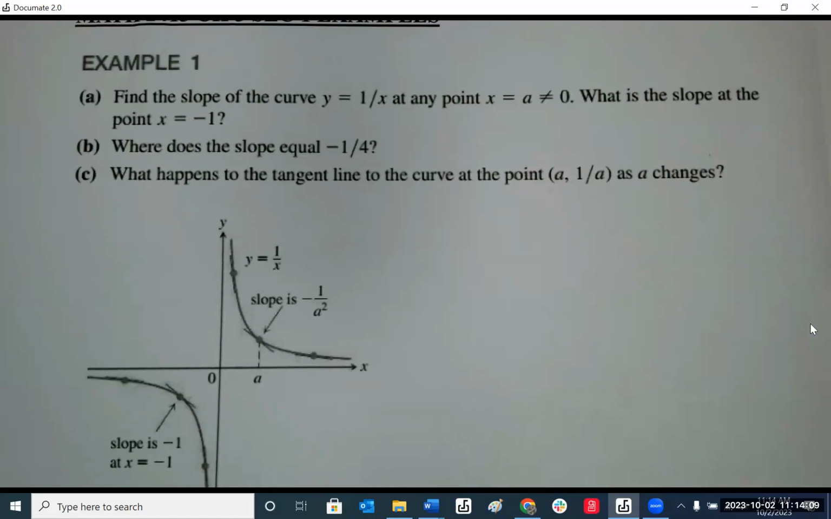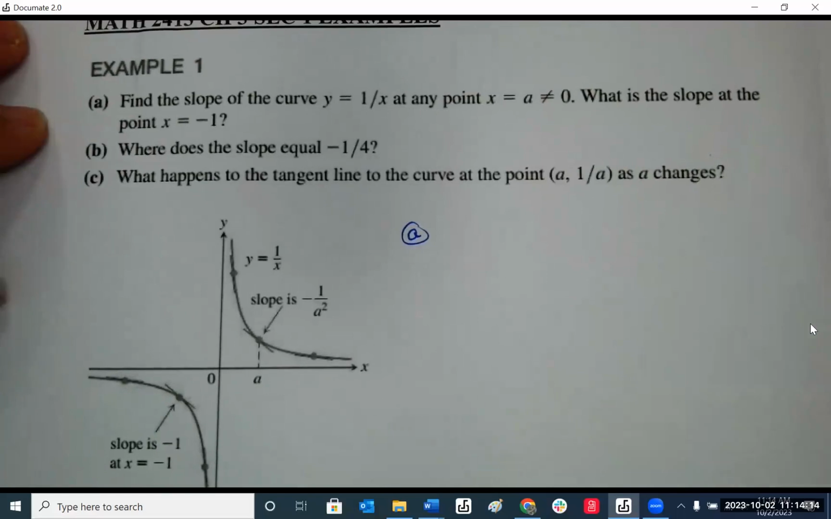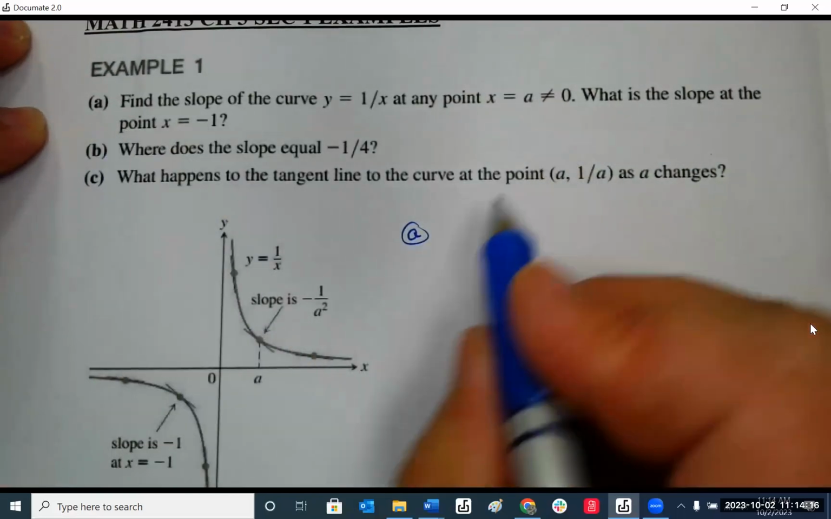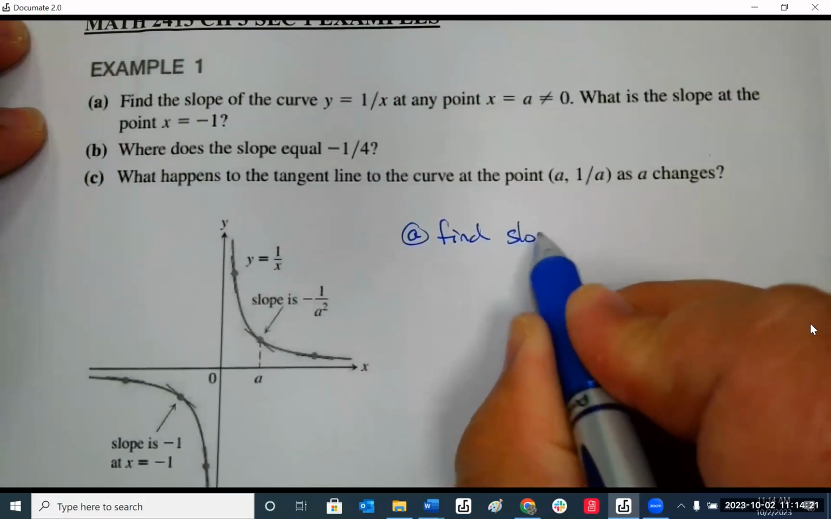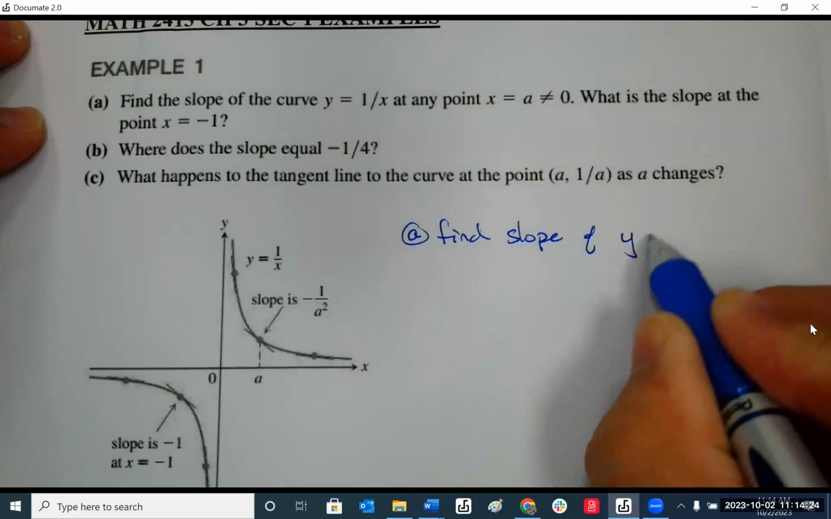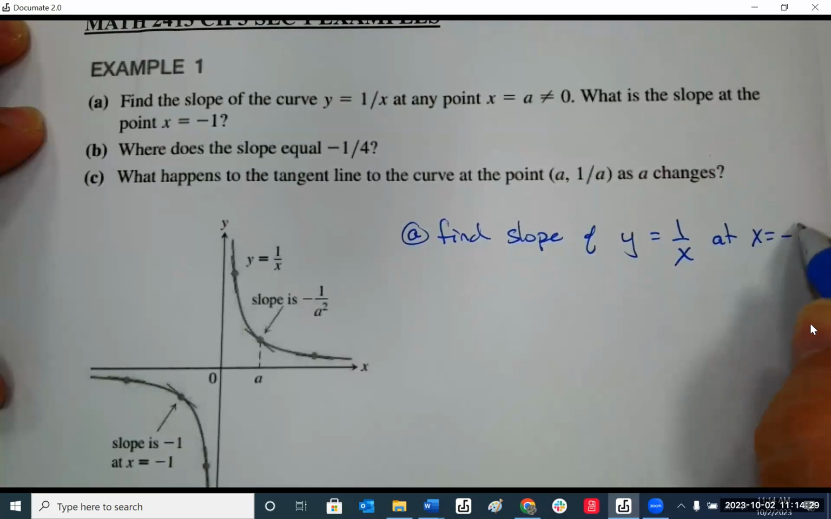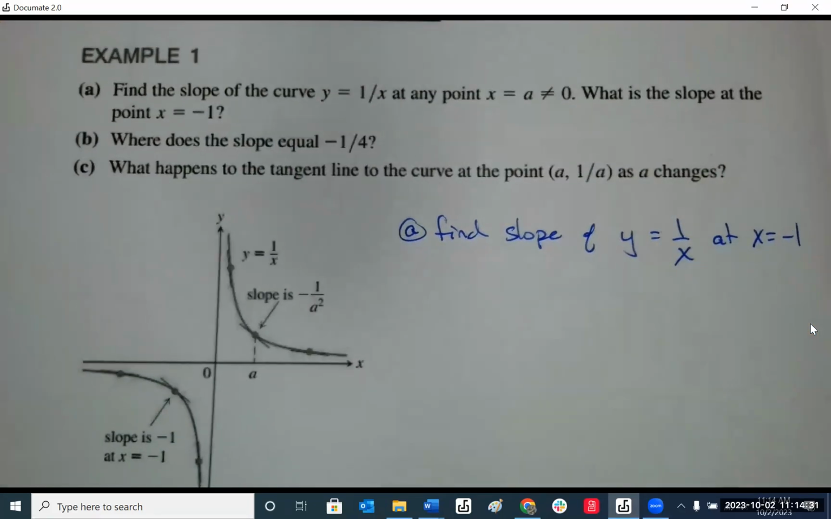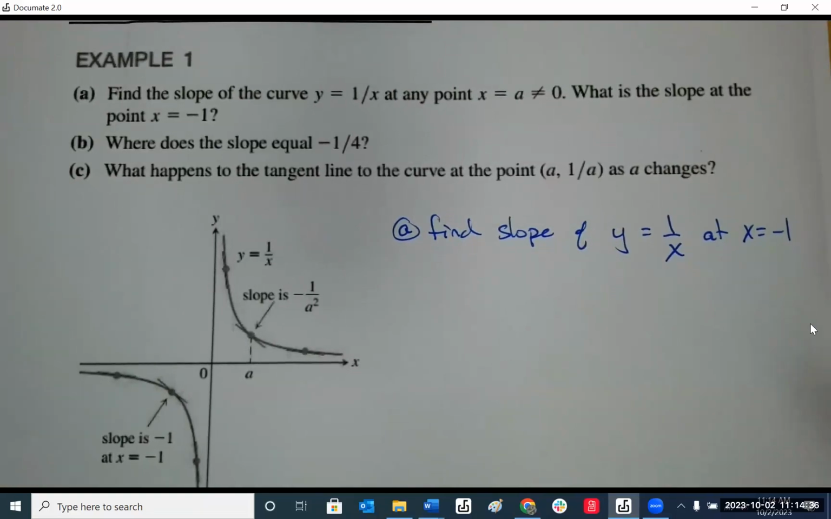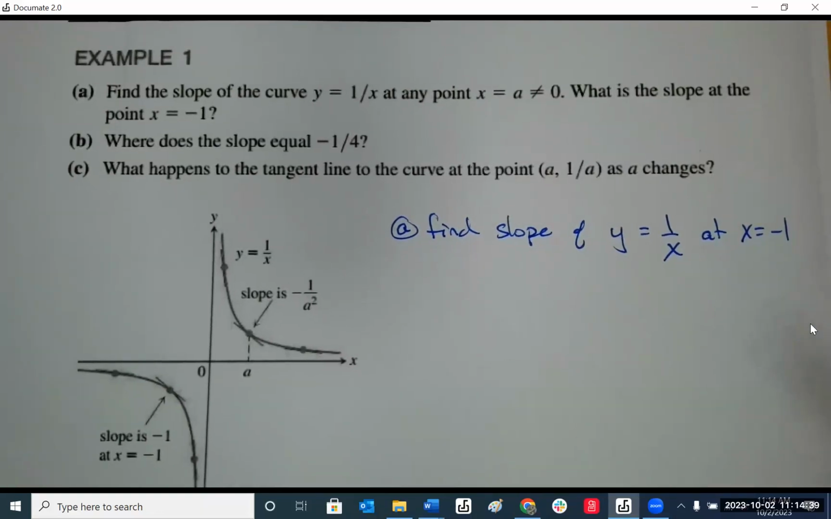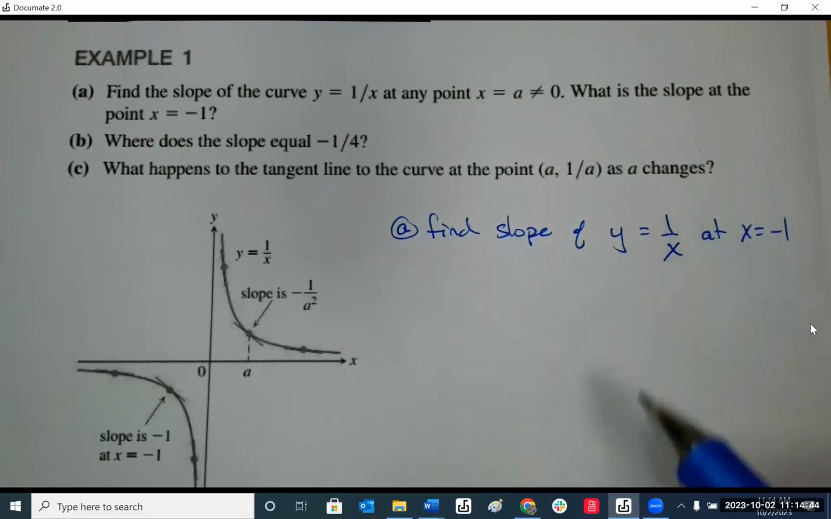So what do you think we do first? A says find the slope of the curve. That's the first thing we have to do. How do we do that? How do you find the slope of the function?